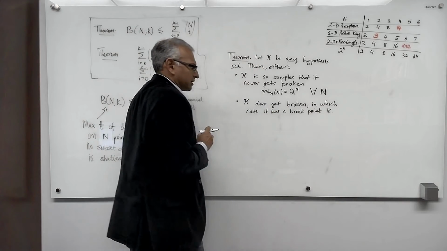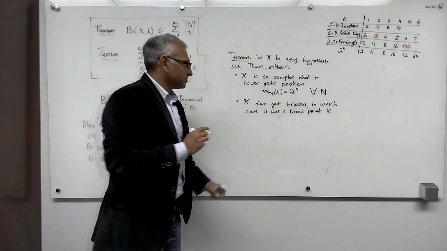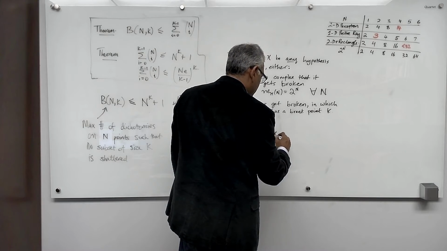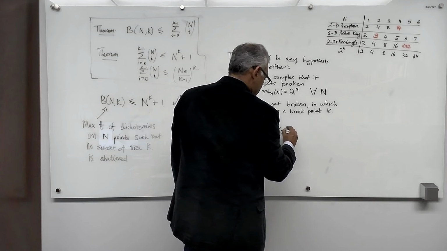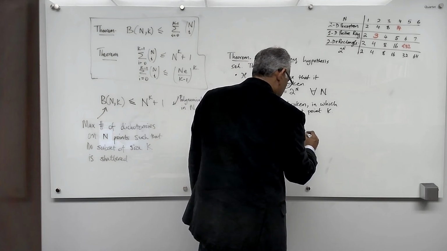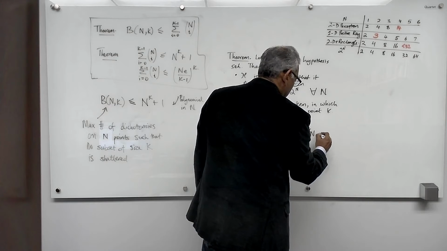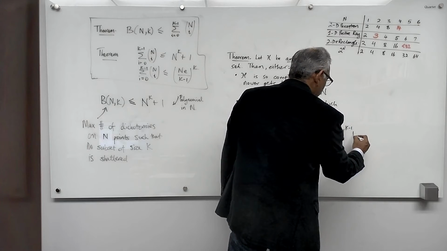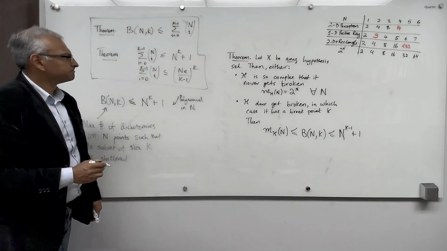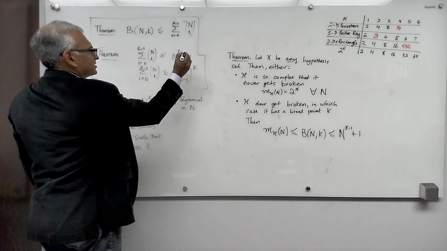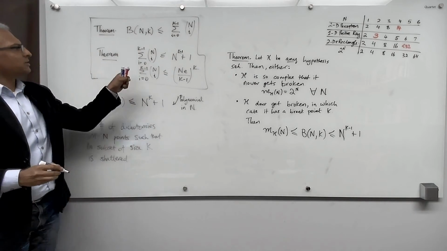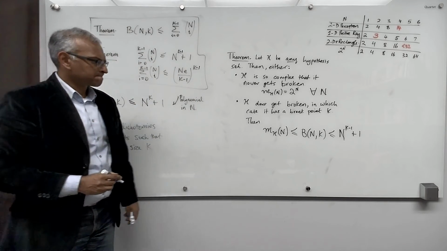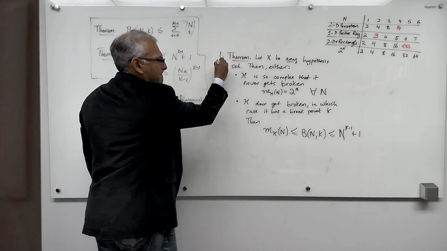And if it has a breakpoint k, then, as we just proved, m sub h of n is at most B of n and k, which is at most n to the k minus 1, plus 1. There's a typo here. This should be k minus 1, k minus 1 in those bounds. Okay, so that's the theorem.